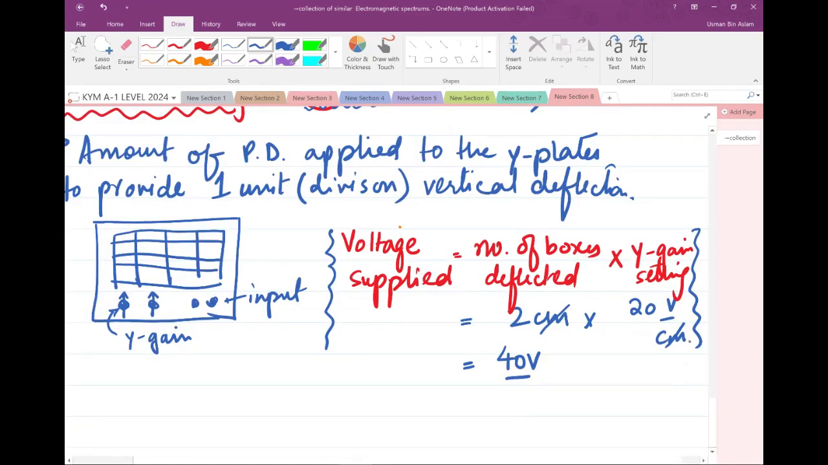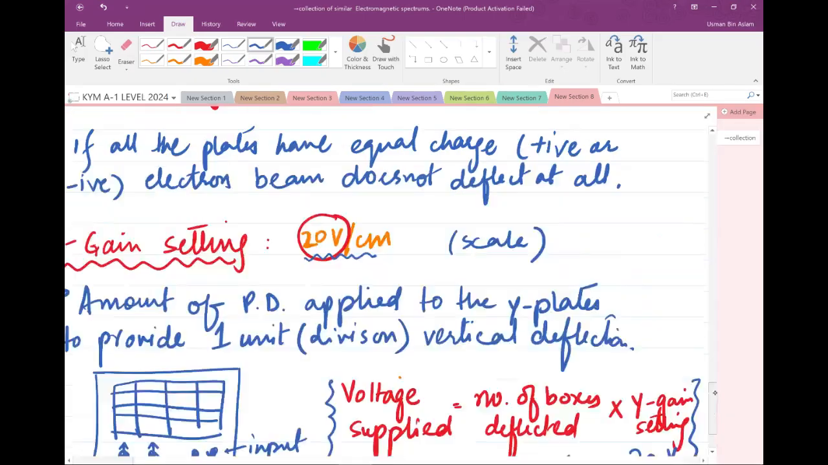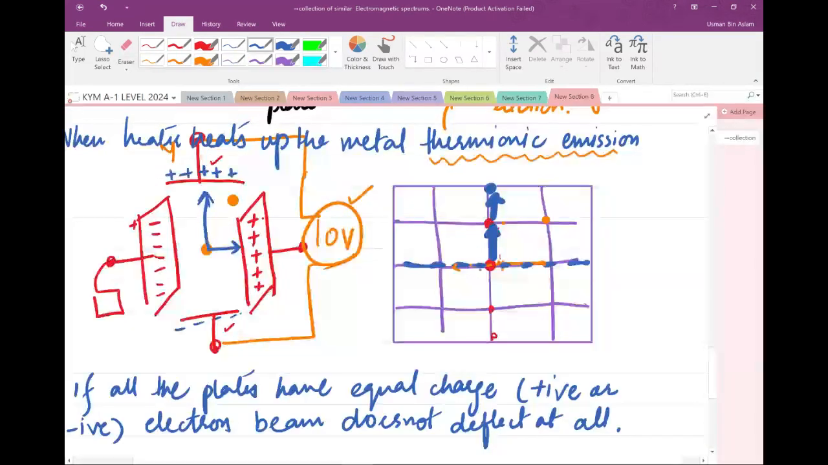Sir, could you explain the working again? The Y gain setting will be given in the question. Just by looking at the diagram, you would have to see how many boxes the electron beam has deflected upwards, or in some cases downwards as well.